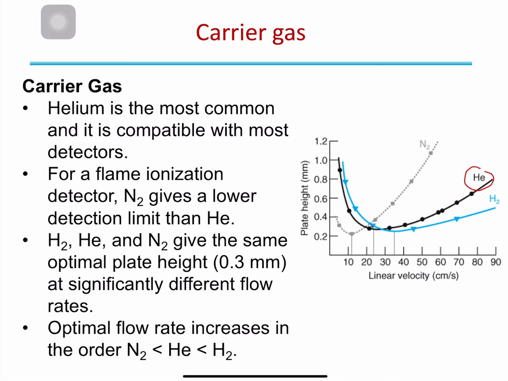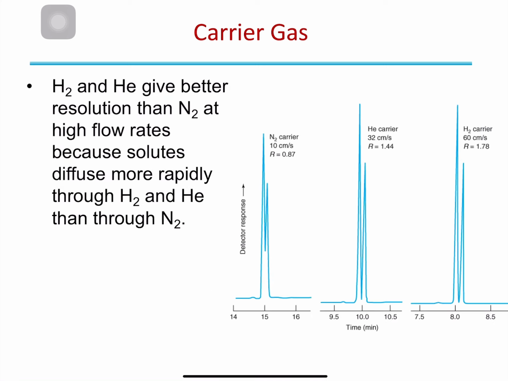All of these carrier gases have the same optimal plate height, which is 0.3 millimeter. This is the optimal plate height for all three, but at different flow rates. Hydrogen and helium give better resolution than nitrogen, but at higher flow rate, because the solutes will diffuse more rapidly through helium and hydrogen than they do through nitrogen.